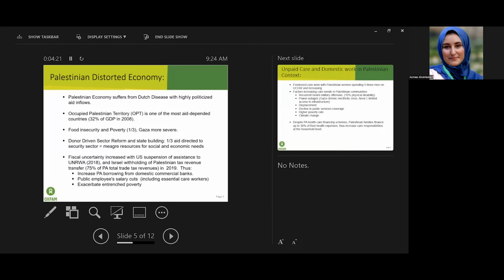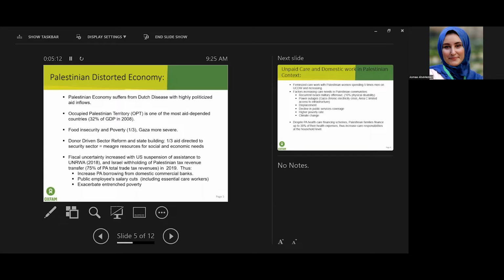Now, going a bit deeper into the distorted Palestinian economy, it is very dependent on aid flows, and very politicized aid flows. It's one of the most aid-dependent countries. In 2008 alone, about 32% of GDP came from aid. Looking at poverty rates, over 34% of the population is living under the poverty line, and food insecurity overall in the OPT is also one third. If you zoom in on the Gaza Strip, it is actually more severe, with food insecurity affecting over 60% of the population.